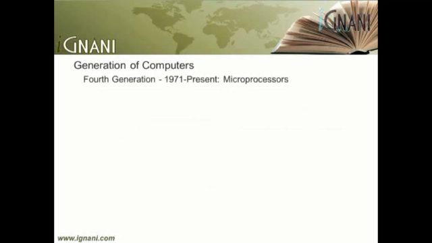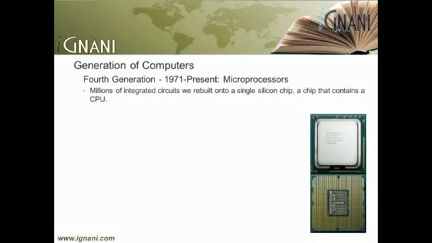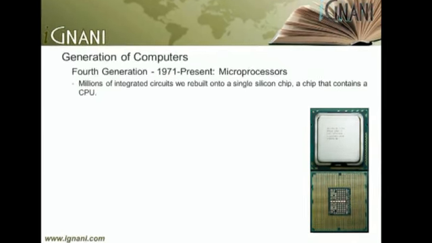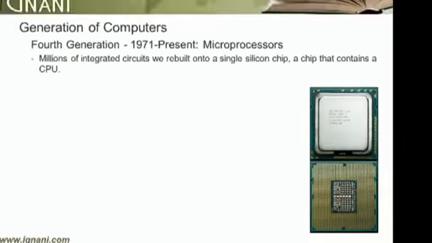Fourth generation from 1971 to the present day. Technology: microprocessors. The microprocessor brought the fourth generation of computers, as thousands of integrated circuits were built onto a single silicon chip, a chip that contains a CPU. This picture shows the front and back view of one of the recent and fastest desktop processors, the Core i7 from Intel, with a feature size of 45 nanometer and maximum speeds of 3.33 GHz.